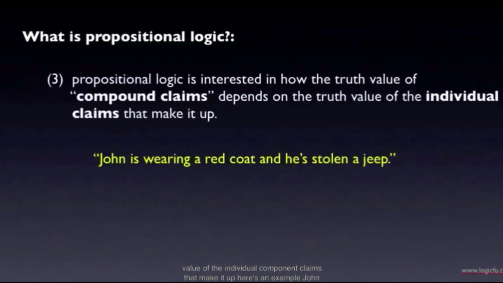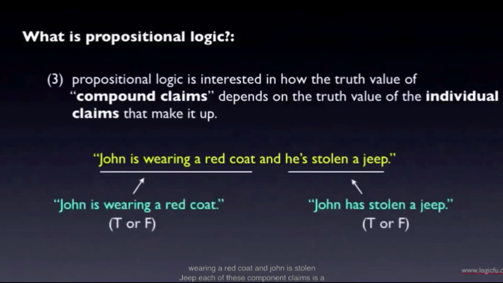Here's an example. John is wearing a red coat and he's stolen a Jeep. This is an example of a compound claim or compound proposition. It's composed of 2 claims. John is wearing a red coat and John has stolen a Jeep. Each of these component claims is a proposition that can be true or false. We can ask, is John wearing a red coat? If he is, it's true. If he's not, it's false. Similarly for whether John has stolen a Jeep.